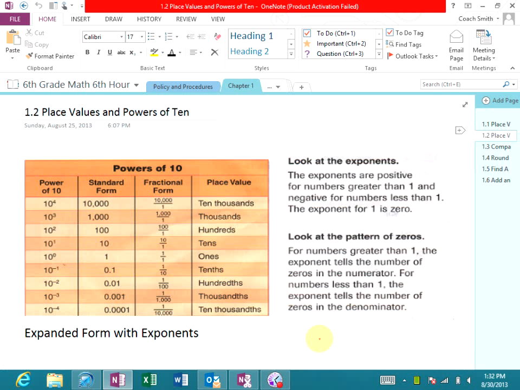Place values and powers of 10, okay? Now, obviously you see the chart that is in your book. You do not need to copy this down into your notes. I just wanted it here because I want to write on it and do some stuff.